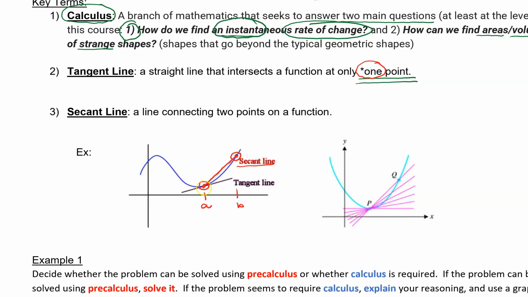And you can see how it hits the curve at an angle, right? It's not trying to run parallel to the curve like the tangent line was. It's just connecting 2 points on the curve. That's how we think of a secant line.